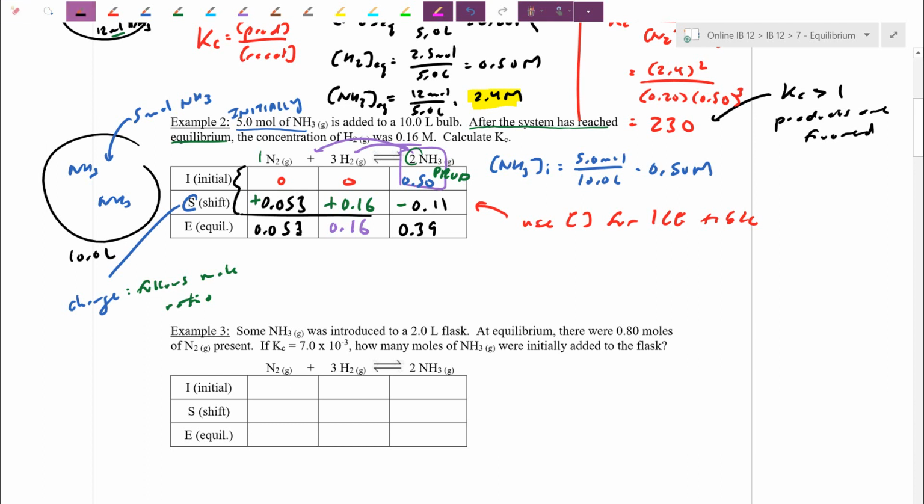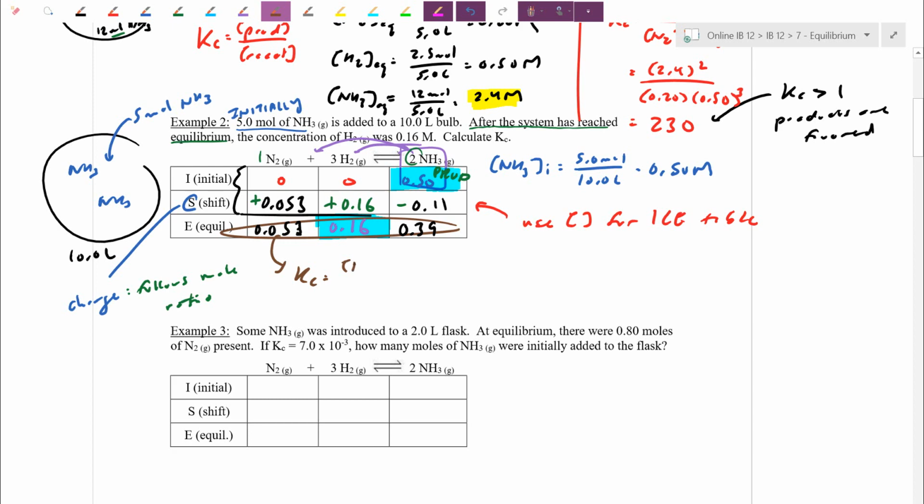So all the numbers in this case are concentrations. It was a little bit of work because they only gave me a starting number for NH3. I wasn't at equilibrium. They gave me one ending number, so I can figure out what the change is. By ratio, I can figure out all the other numbers.